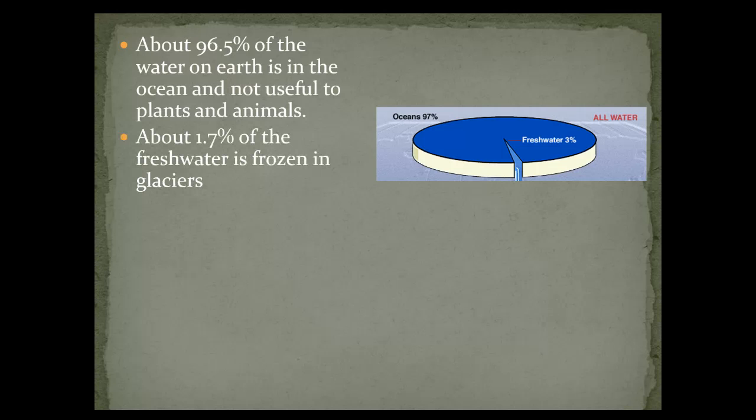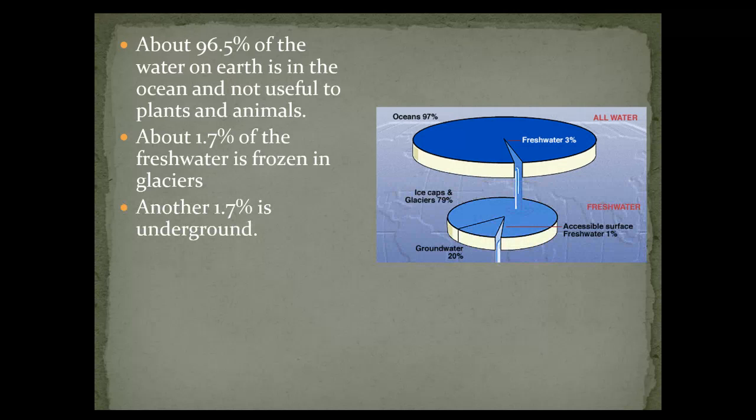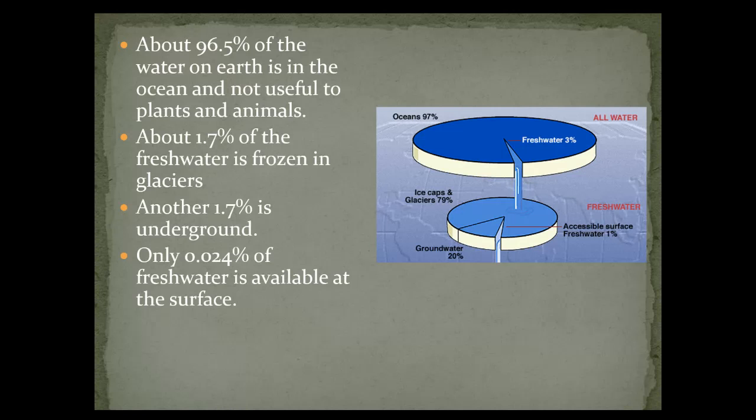About 1.7% of the water is frozen in glaciers, and therefore it's not available to us. Another 1.7% is underground. Some of it we can get to by digging wells and pumping it out, but a good portion of it is so deep we can't get to it. So that leaves just a fraction of a percent of fresh water that's available at the surface. And you think, my gosh, if we have such little fresh water available to us, you'd think we would treat it better, but we don't.